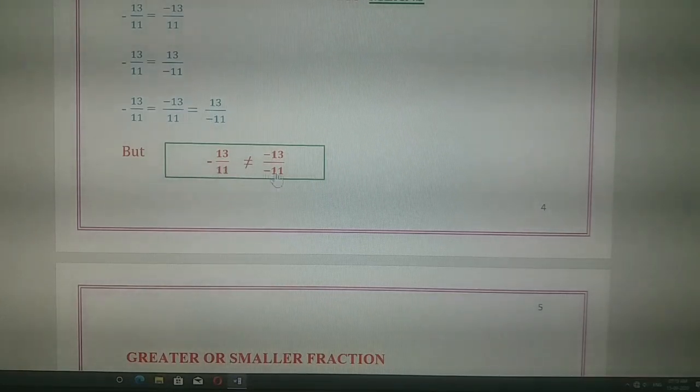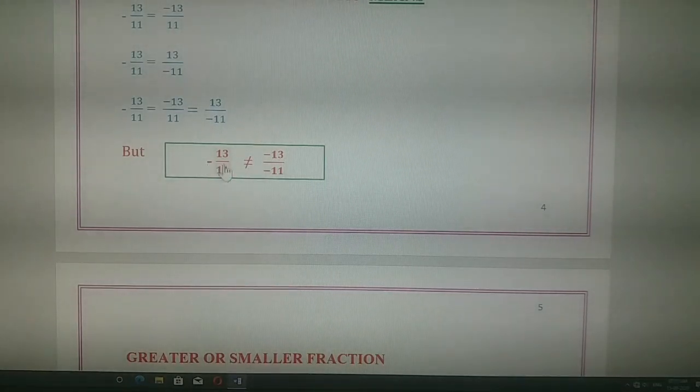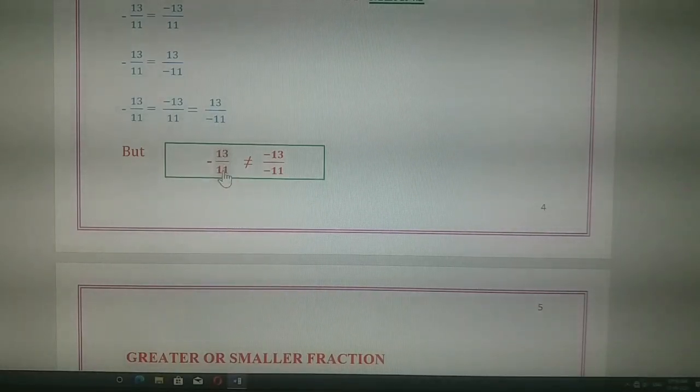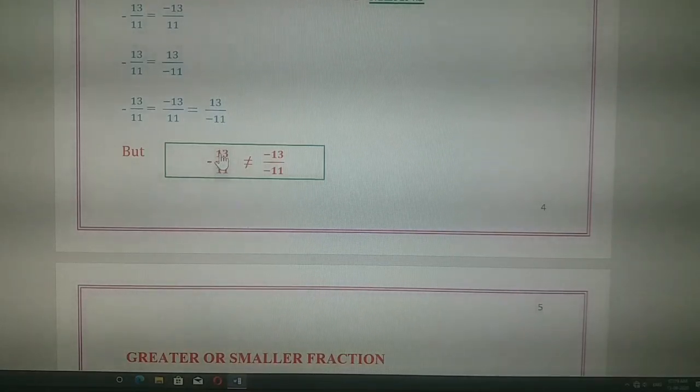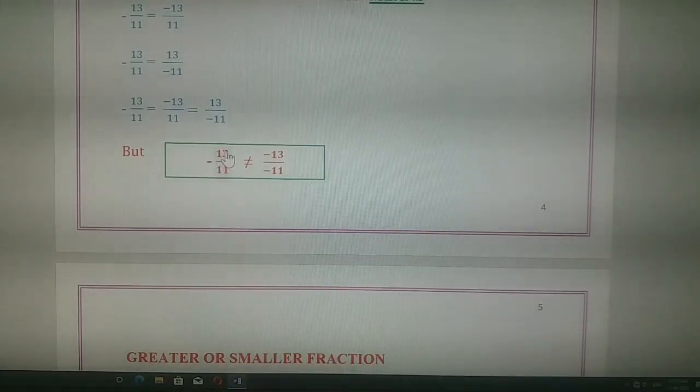So this is a very important point to remember. The minus sign in the middle cannot be given to both of them. The minus sign cannot be given to both numerator and denominator. It can be given only to one of them, either to the numerator or to the denominator.